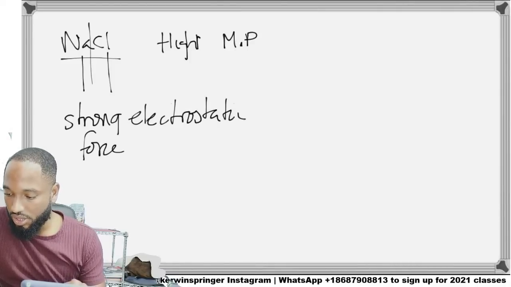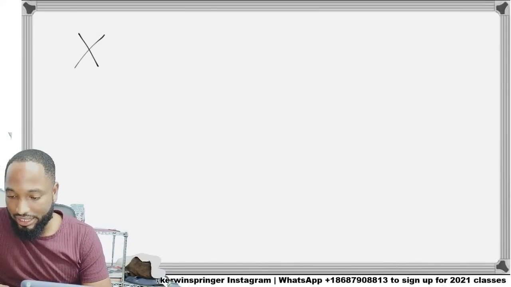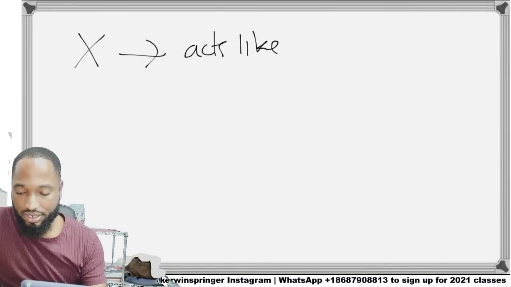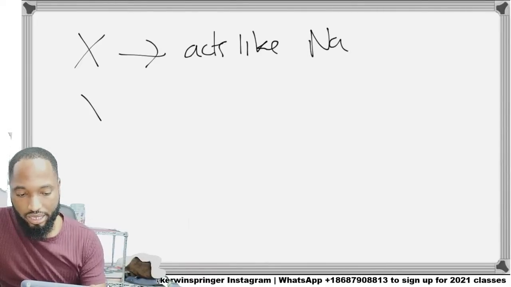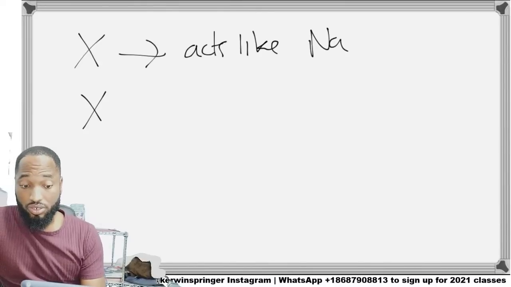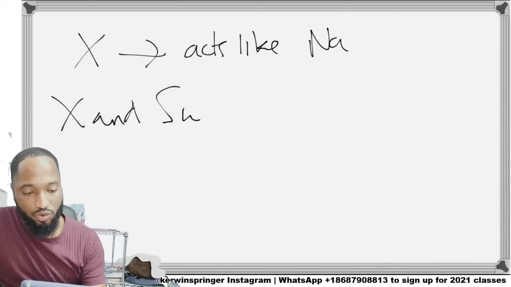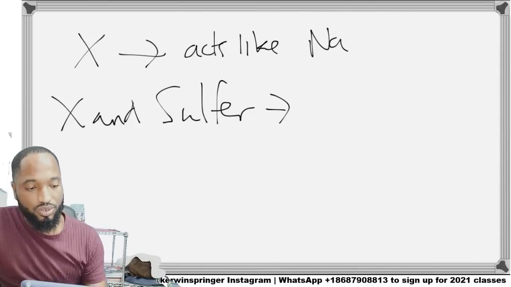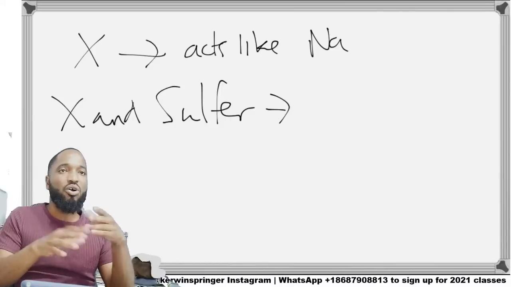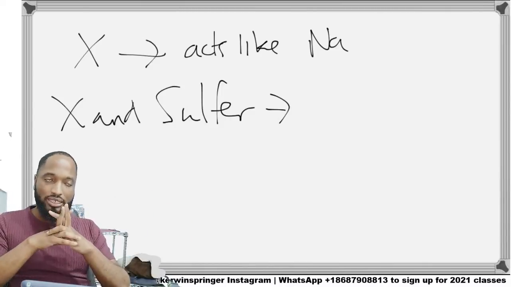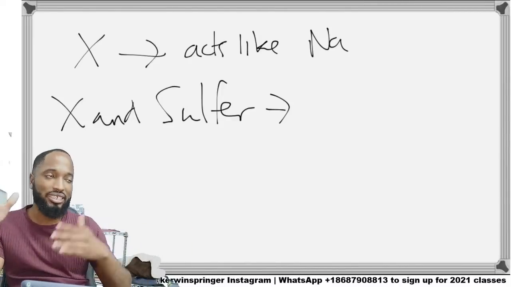Alright, so they'll give you some new element very likely. So let's say the new element is X, and they tell you it acts like sodium. X and sulfur will give you what? So basically, they're just trying to see how good you are with a metal or a non-metal in terms of reaction. So X acts like sodium. What would X and sulfur form?